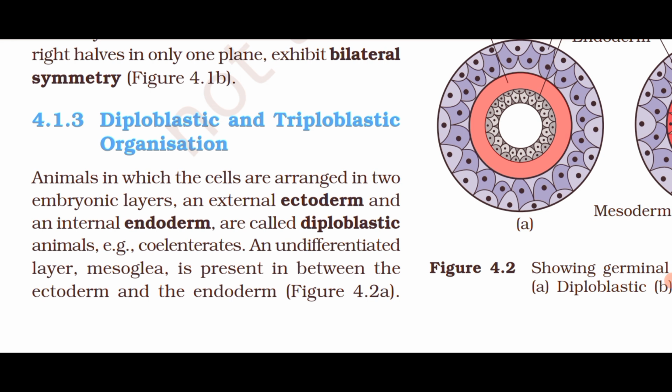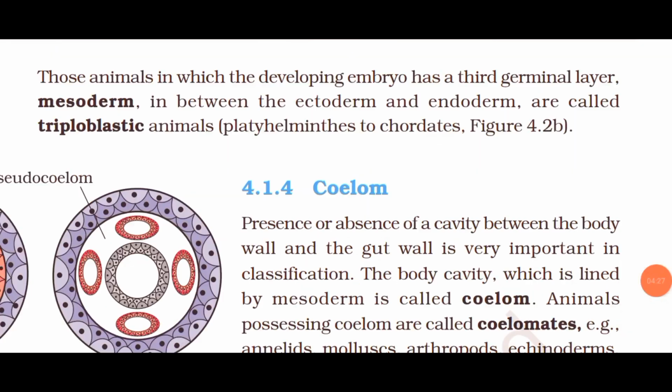4.1.3 Diploblastic and triploblastic organization. Animals in which the cells are arranged in two embryonic layers, an external ectoderm and an internal endoderm, are called diploblastic animals, e.g., coelenterates. An undifferentiated layer, mesoglea, is present in between the ectoderm and endoderm. Those animals in which the developing embryo has a third germinal layer, mesoderm, in between the ectoderm and endoderm are called triploblastic animals, platyhelminthes to chordates.